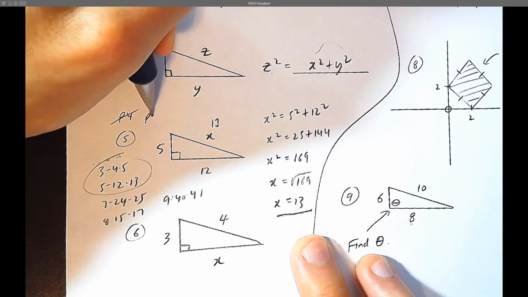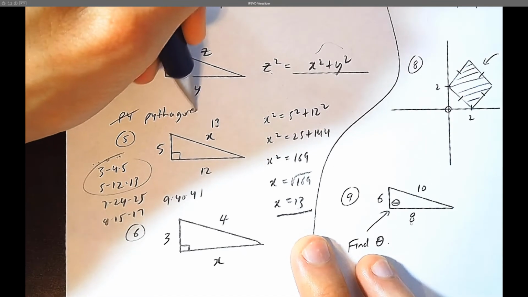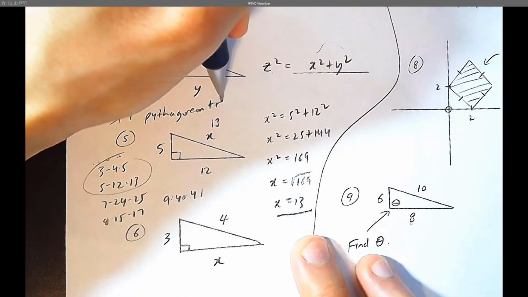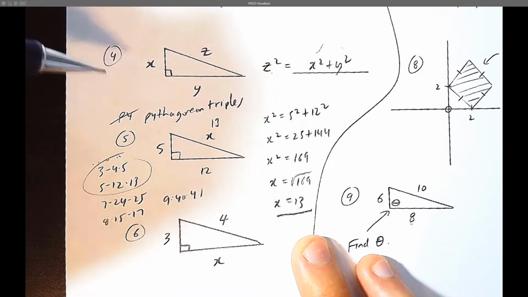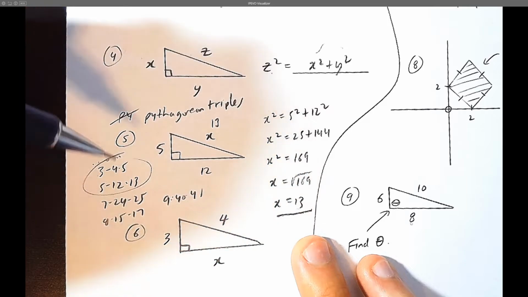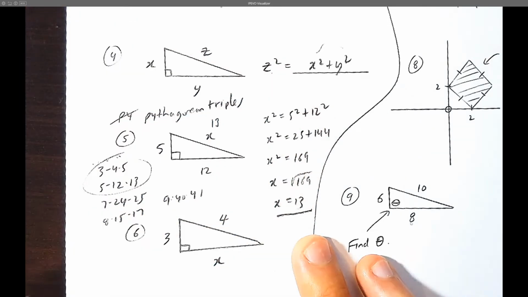This is going to be Pythagorean triples. You can find this on Wikipedia and try to memorize. There's way more, but these are the common low ones that you learn in high school.